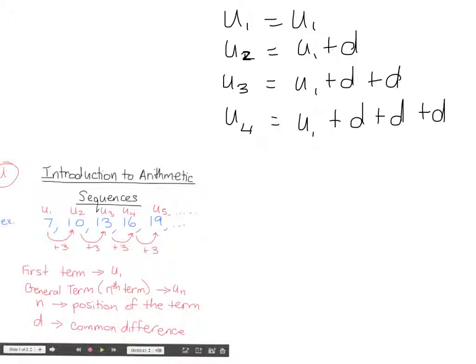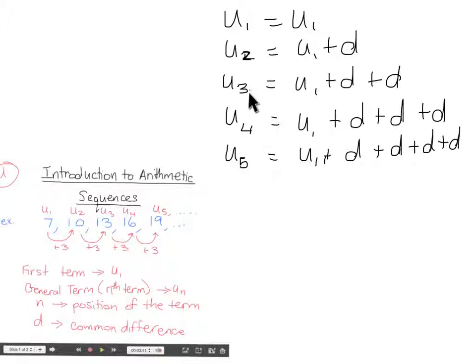Notice here, every single time I add a term, so I'll just put one more on here, U1 plus d plus d plus d plus d. Every time I add, I go one term further. So when I'm here on the 5th term, I'm adding 4 d's. When I'm here on the 4th term, I'm adding 3 d's.